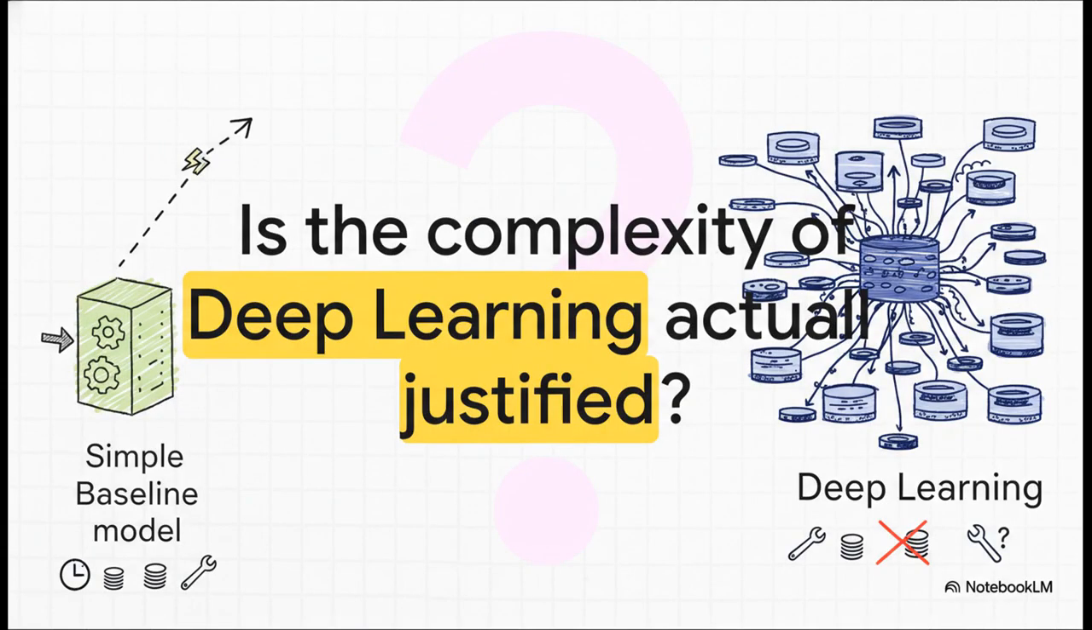And here's another critical question from our architect, a real reality check. It is so tempting to just grab the most powerful, complex tool off the shelf, like deep learning. But a good architect always starts with a simple baseline model first. You only add that complexity if it gives you a significant boost in performance. A lot of the time, a simpler model is just better. It's faster, cheaper, and way easier to maintain.